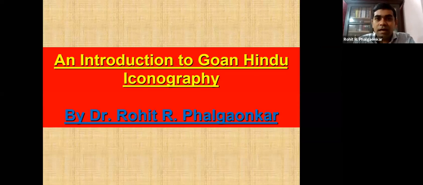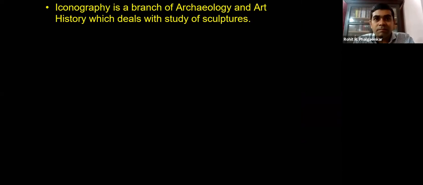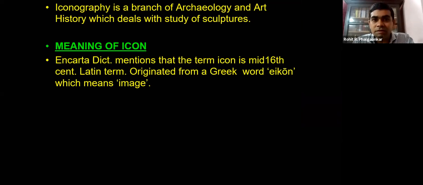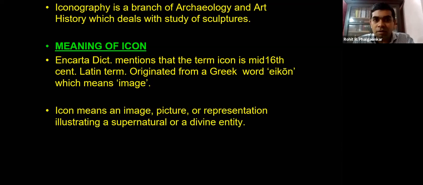So I will just start with the introduction. Basically, iconography is just a branch of archaeology and art history which deals with sculptures. Meaning of the word icon, there's this Encarta dictionary which mentions that the term icon is a middle 16th century Latin term, and is originated from a Greek word icon, which means image. This is with regards to the Greek interpretation of the word icon. For us, icon means an image, a picture, or a representation illustrating a supernatural or a divine entity.